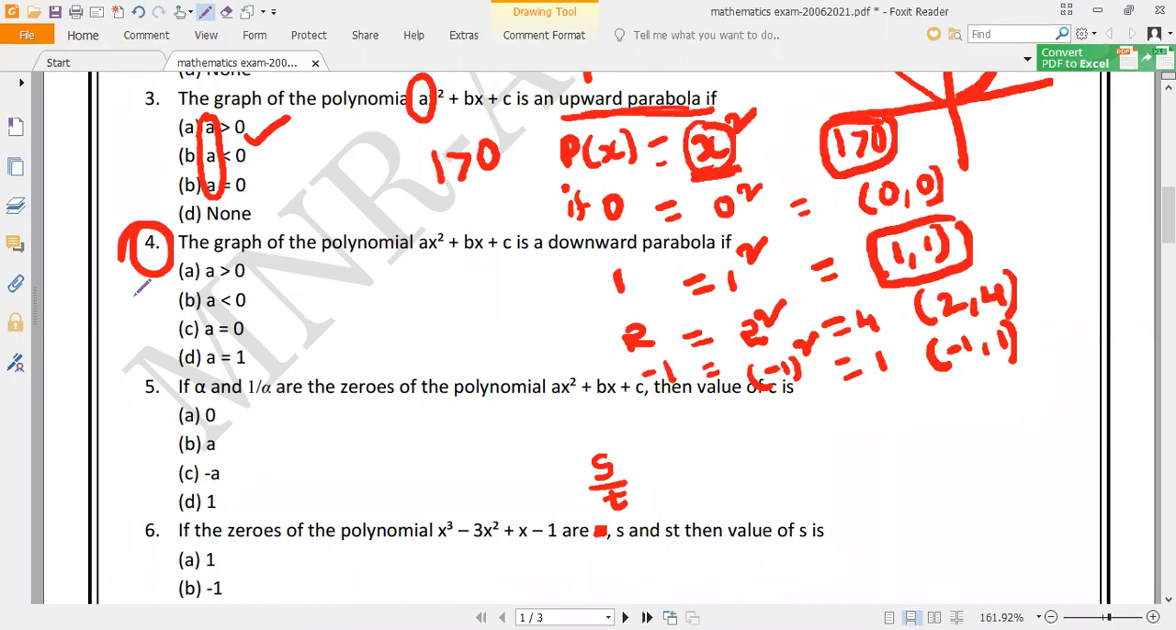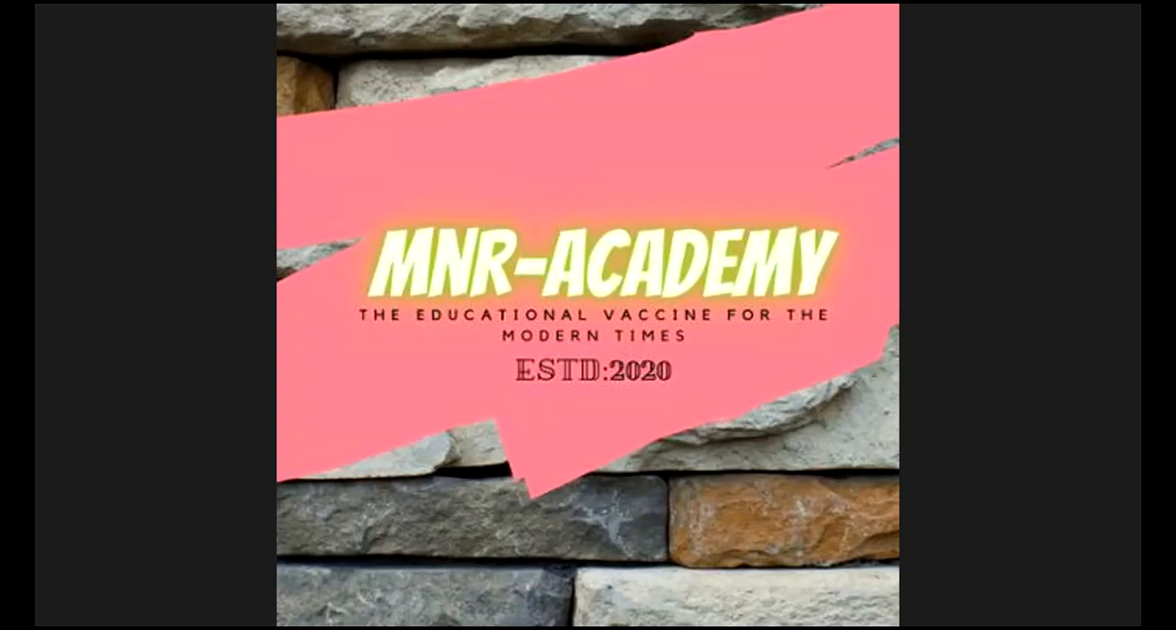Fourth question. All of you respond. The graph of the polynomial ax square plus bx plus c is a downward parabola. If... Fifth question is solved. Fourth question. Okay, 1 minute. Wait, all of you. What is the fourth question, Ra? Downward parabola, ma'am. Downward parabola.